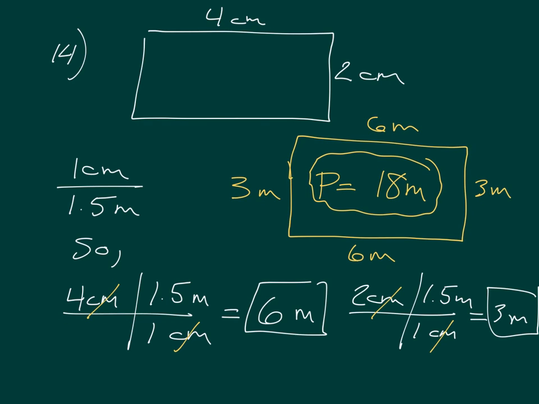So again, I had to invert this conversion. Centimeters goes on the bottom, so it'll cancel with the centimeters on top. 4 times 1.5 is 6. Get each of the measures. To get perimeter, you add all the sides. So 6 plus 3 plus 6 plus 3 gives me 18 for the perimeter. Pay attention to questions like that because it won't always be perimeter. They may say area or something different.